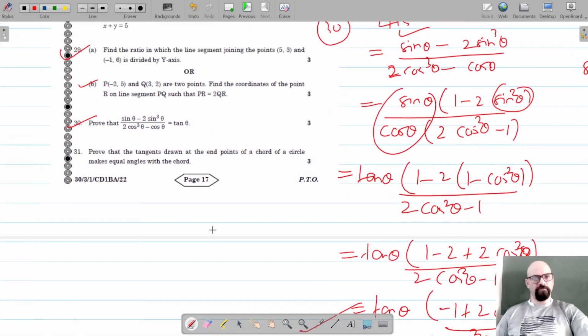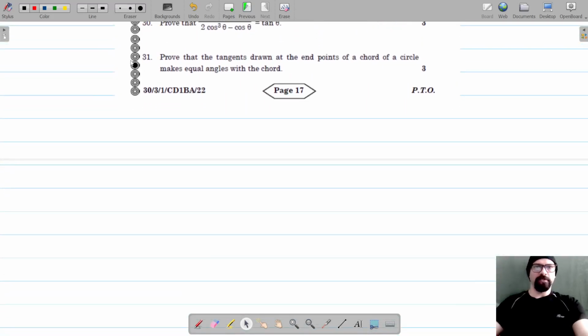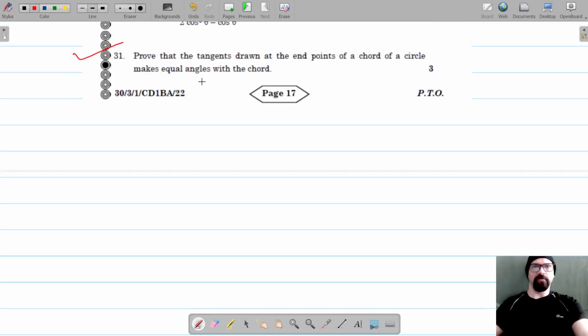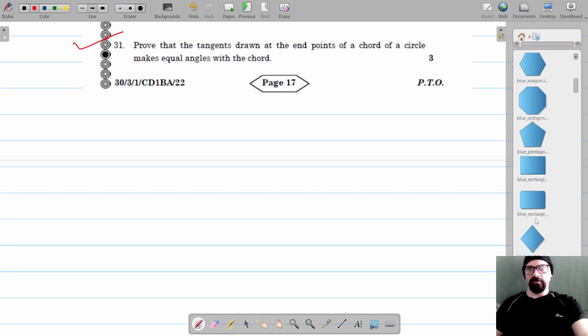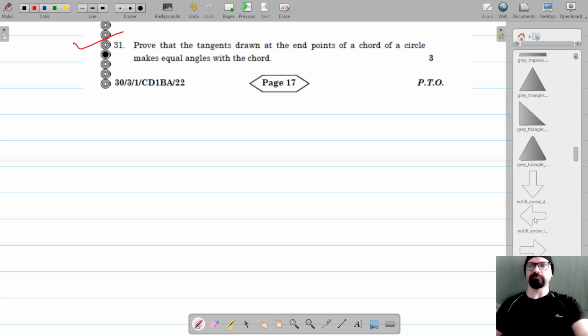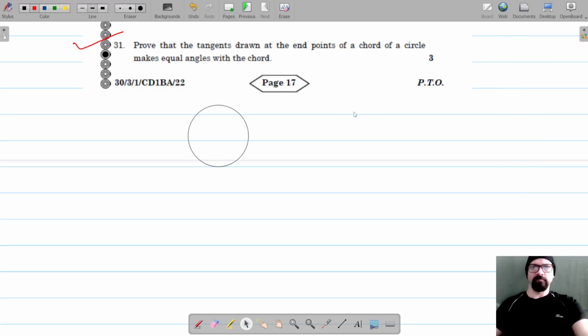Okay, moving on to question number 31. For question number 31, we have to prove that the tangents drawn at the endpoints of a chord of a circle make equal angles with the chord. So let's first try to understand what is given in the question, and let's say this is the circle, and we have to draw the tangents at the endpoints of a chord.